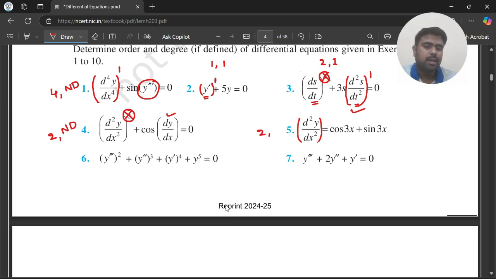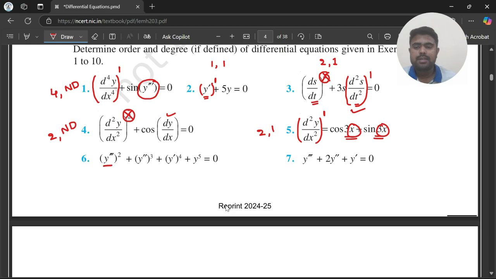What is the degree? You might say we have cos 3x and sin 3x, so the degree is not defined. No. Why? When is the degree not defined? Degree is not defined when the derivatives are under the functions. But here the derivative is not under the function, x is under the function, no problem at all. So it is the whole to the power 1, therefore the degree is going to be 1.